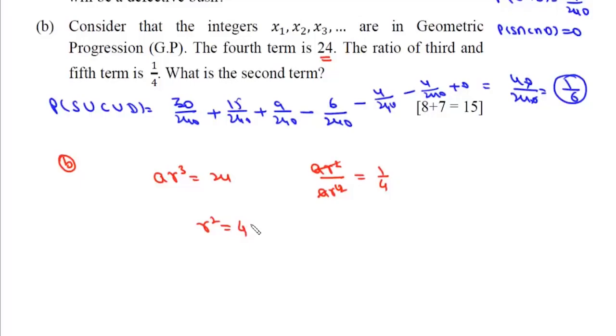Now we need to find the second term. The second term is simply AR, which we can write as AR cube upon R square. AR cube is 24 and R square is 4, so the second term is basically 6.